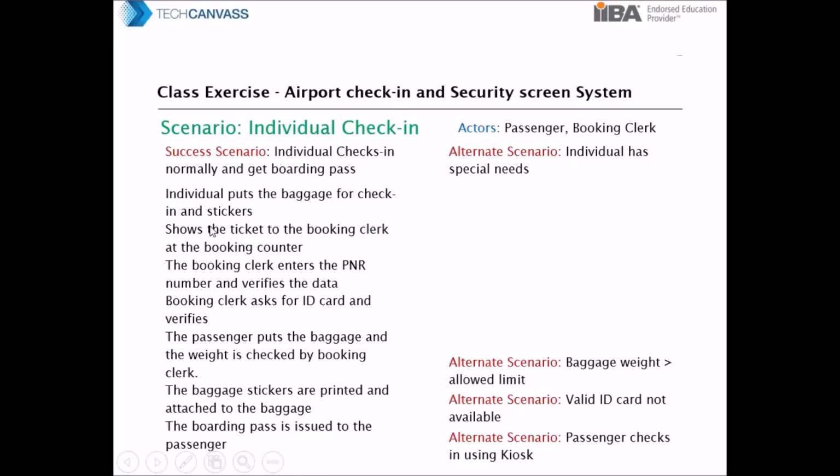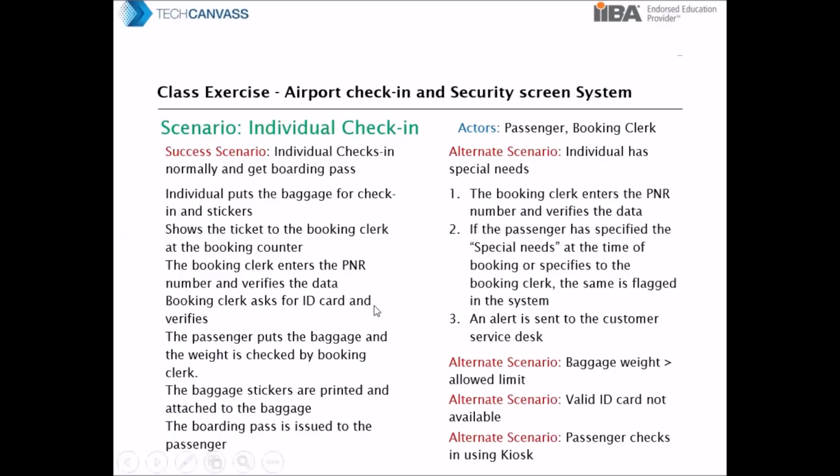The individual puts the baggage for check-in, and this is what happens at the airport. Then he goes to the counter and shows the ticket. The booking clerk enters the PNR number and checks whether the ticket is valid. Then they ask for the ID card. Then the baggage is put on the escalator going to the aircraft. Then a boarding pass and the sticker for the baggage are printed. So this is how it works.